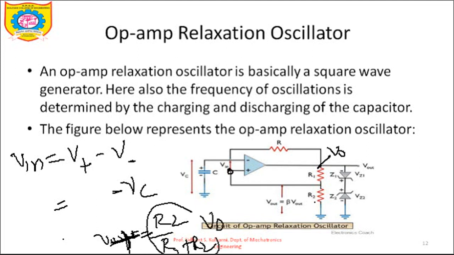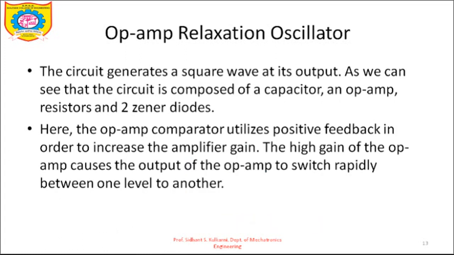So if we consider this as beta, then V plus will become beta into V naught. So V plus is replaced by beta into V naught. So the same circuit we will see in this equation.